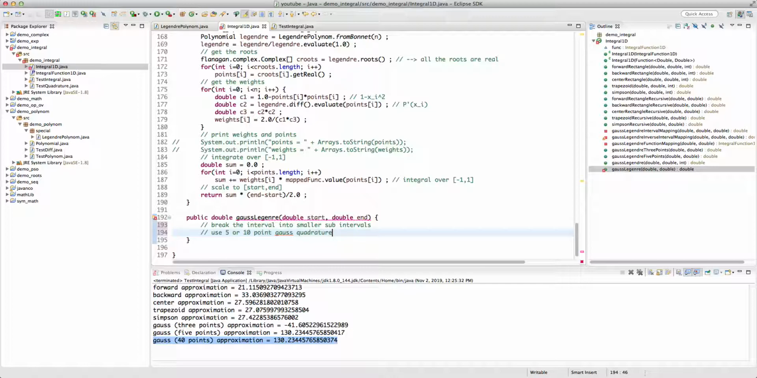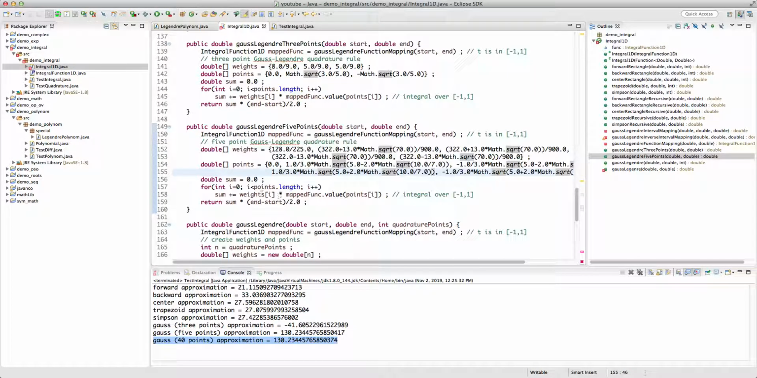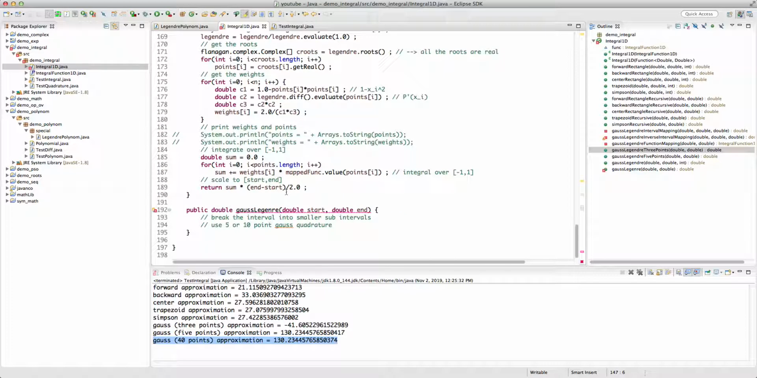Now if the interval is small enough, 5 point or 10 point are pretty good, and they're pretty fast, right? So we basically have the exact roots, we don't even need to calculate the polynomial and find its roots, we already know them, right? So what we can do here is define a sum, which is 0 originally, and int numIntervals, let's say we're going to break it into 100.